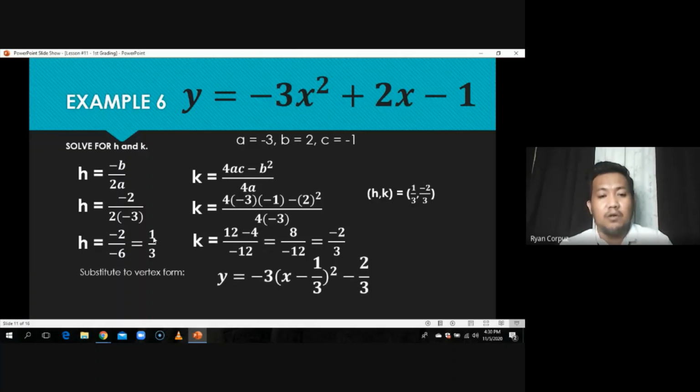Minus, it's because that's the opposite sign of the value of h. So, since positive yon, so minus 1/3 tayo dito, then quantity squared. Then, same sign of the k, we have minus 2/3. So that when we transform y is equal to negative 3x squared plus 2x minus 1 in vertex form, it will be equal to y is equal to negative 3 times x minus 1/3 quantity squared minus 2/3. So that's how we answer example number 6.